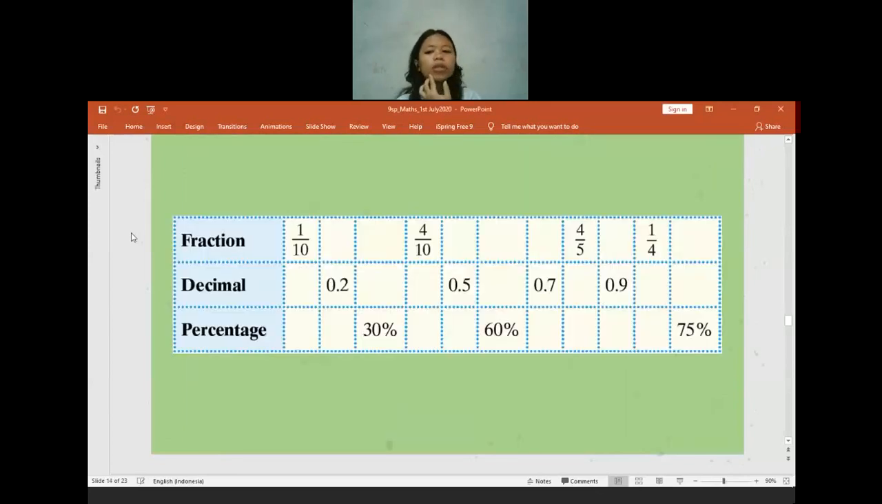Okay. Maybe you can help me change the decimal into fraction, fraction into decimal, or anything like that. Anyone want to help me? For 30%, the decimal is 0.30.